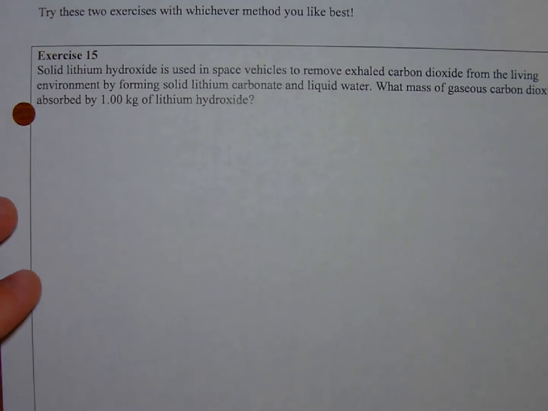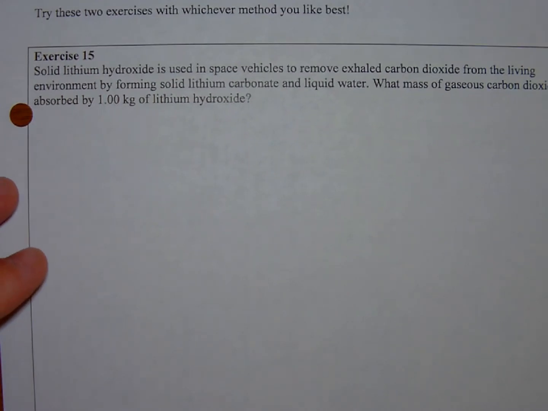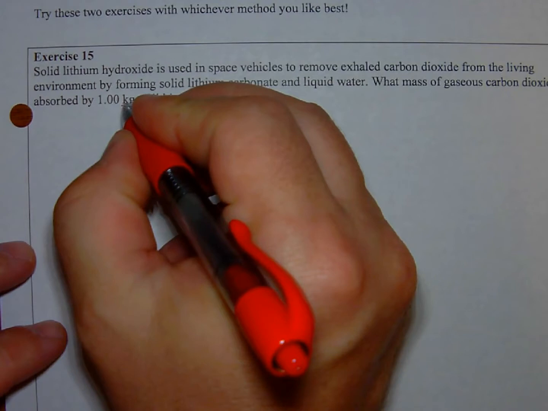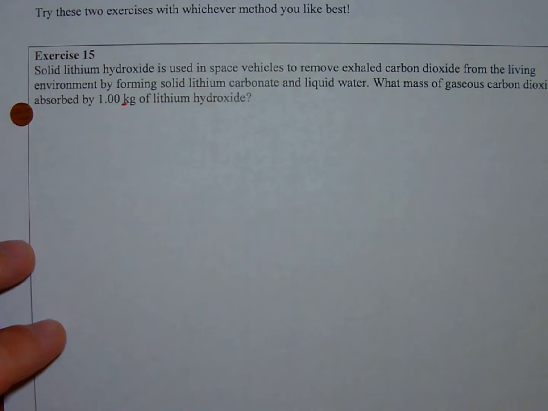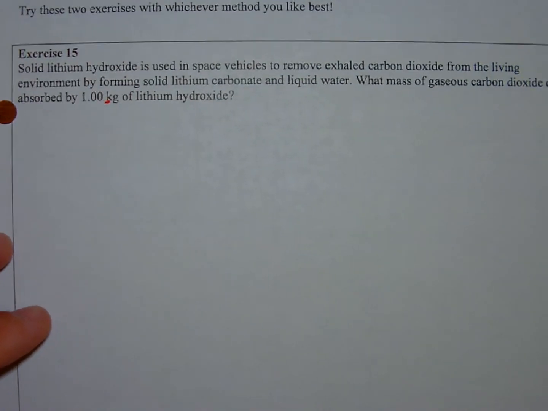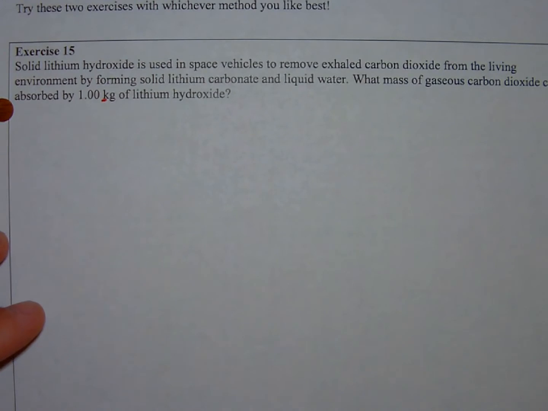Exercise 15. Solid lithium hydroxide is used in spaced vehicles to remove exhaled carbon dioxide from the living environment by forming solid lithium carbonate and liquid water. What mass of gaseous carbon dioxide can be absorbed by 1 kilogram of lithium hydroxide? So I'm hoping that you can pretty easily use the factor label method to answer this problem.